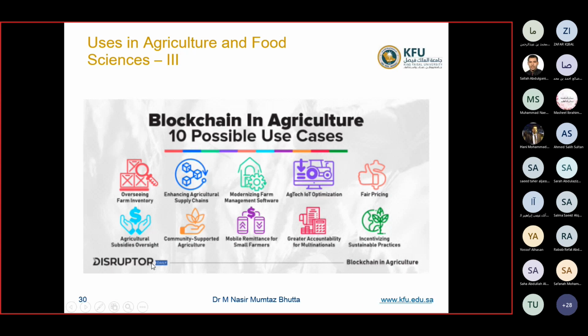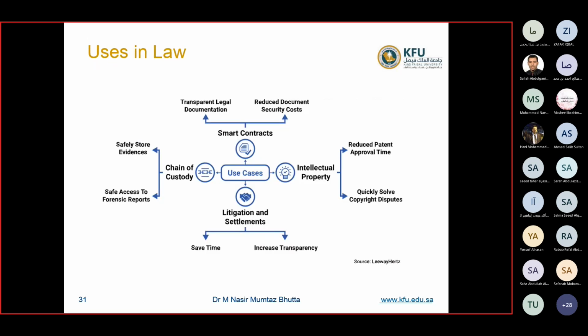The disruptor has listed them like overseeing the farm inventory, enhanced agriculture supply chains, farm modernization using software, sensor-based IoT, agriculture tech optimization, fair pricing, agriculture subsidies oversight, community and mobile remittance for small farmers, and greater accountability and incentivizing sustainable practices. So these are the different use cases for agriculture where blockchain can be applied, and it can span all your research in the farms, for example getting equipment or keeping track and trace of anything.